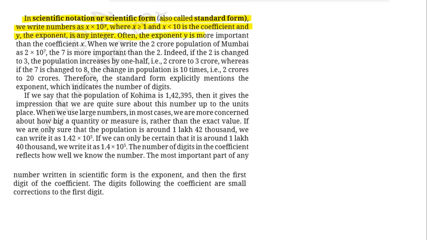Often the exponent y is more important than the coefficient x. When we write 2 crore population of Mumbai as 2 into 10 to the power of 7, the 7 is more important than 2. So what they are saying is, you can call this form scientific notation. आप इसको scientific notation भी बोल सकते हो, या फिर आप इसको scientific form भी बोल सकते हो, या फिर you can also call it a standard form.